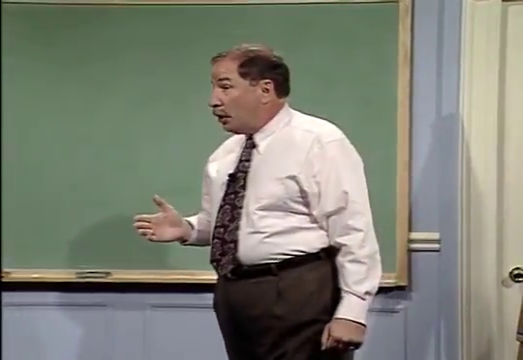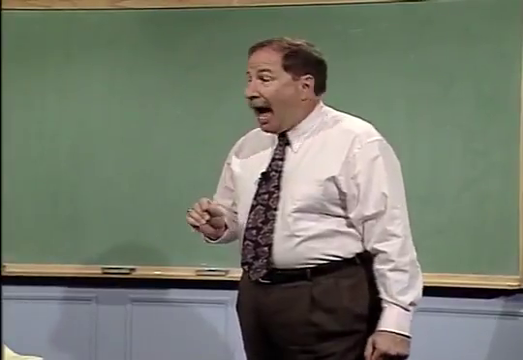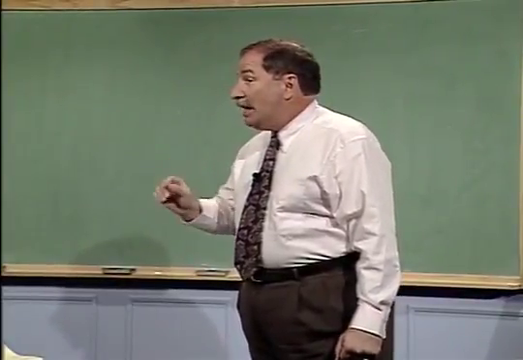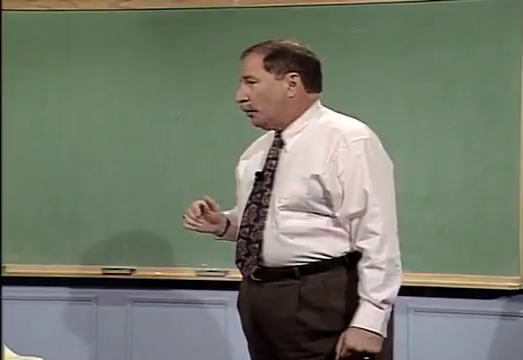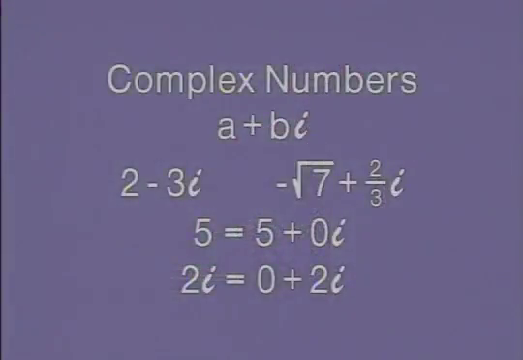A complex number is made up of a real number, a, and an imaginary number, bi, where b is a real number. If we look at the next visual, we can see some examples of this. For example, 2 minus 3i is a complex number. The 2 is the real part. The negative 3i is the imaginary part. And together they make a complex number.